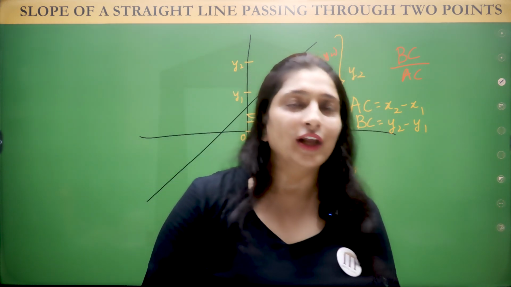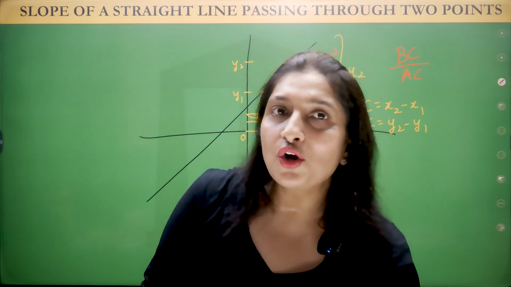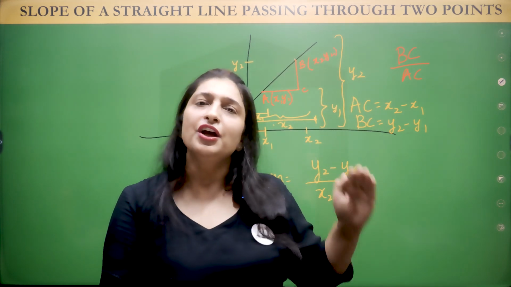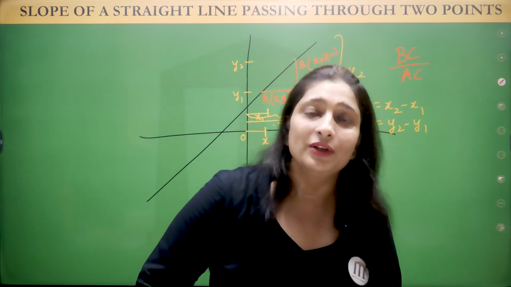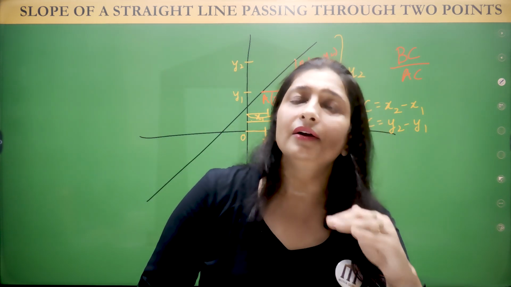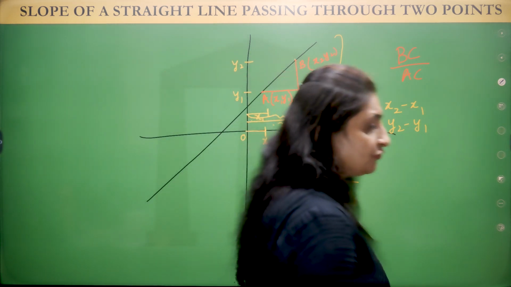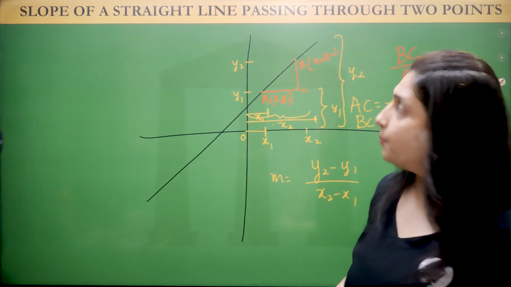So if any 2 points are given on a line and you have to find the slope, you can find it using this formula, which is the difference between the ordinates divided by the difference between the abscissa. Next we move on to the next topic, which is parallel lines.